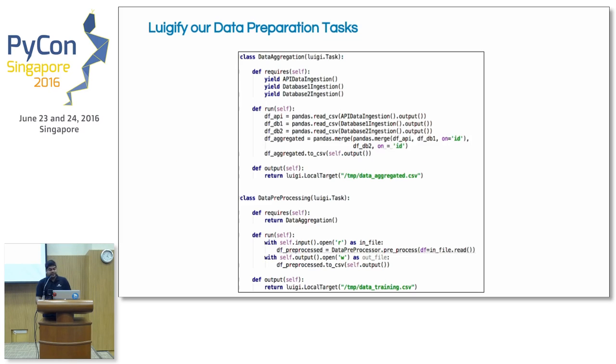So we have the data preprocessing part where we get the data aggregation. We call in the requires, we put the data aggregation task, and we do some kind of preprocessing, handling missing values, outliers and many other things. And we store it again back to a data training file. So now we go into the step which is training a machine learning model. You have the data with you right now. You have something called clean data training now.